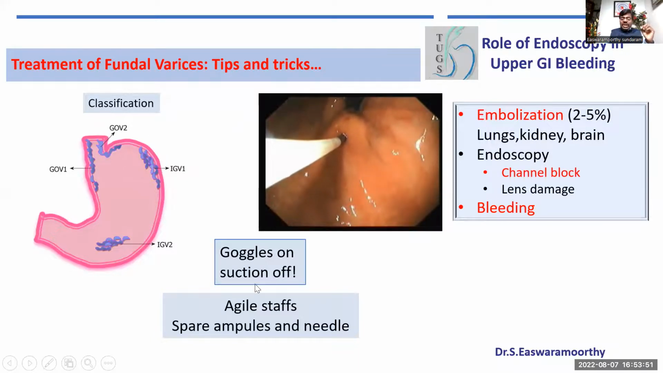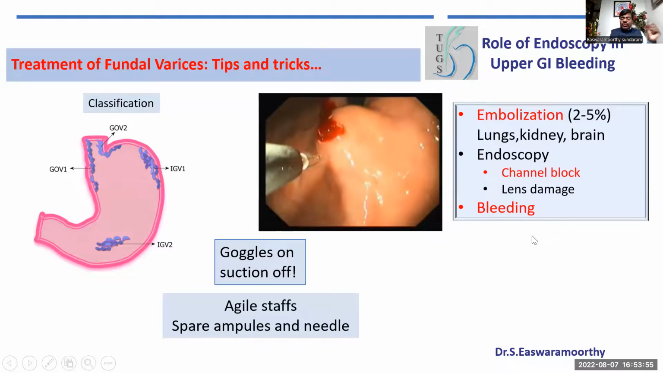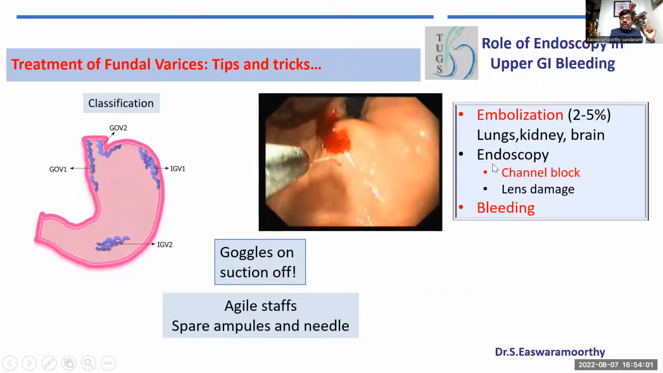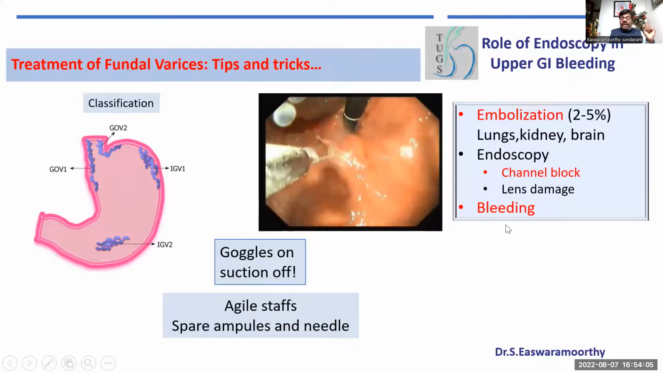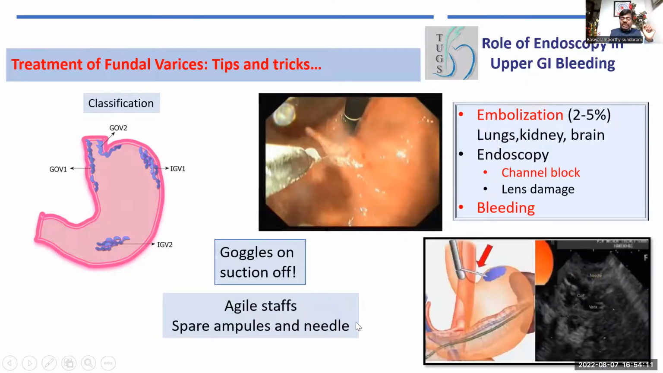So you need a good staff nurse and spare ampules, because if you inject too fast, theoretically you can cause embolization. Okay, you should be very careful. Channel block is a problem, and rebleed can happen. You need to have a spare ampule, spare catheter. Everything is very, very important. So don't take the glue injection lightly.